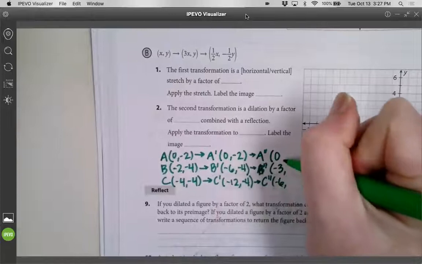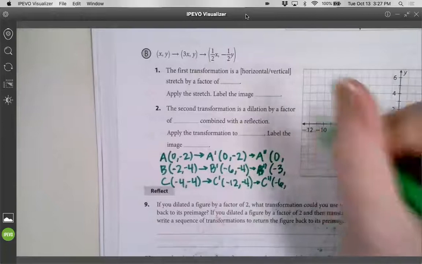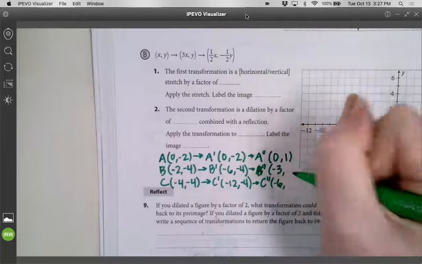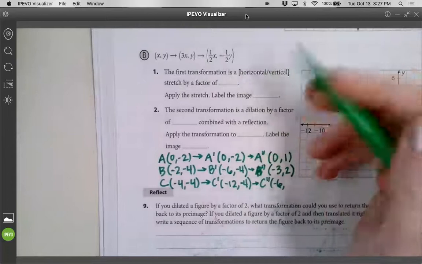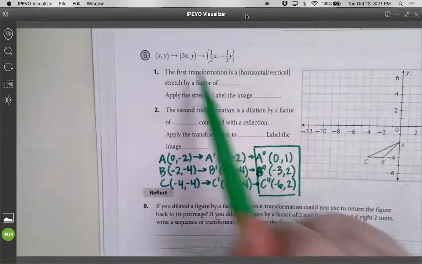Then we do our Y values. Our Y values get multiplied by negative 1/2. So negative 2 times negative 1/2 is positive 1. Negative 4 times negative 1/2 is positive 2. And once again, negative 4 times negative 1/2, again positive 2. This is your final set of coordinates because you have done both of these transformations. You've literally just followed the order, followed the rule that's written out here for you.